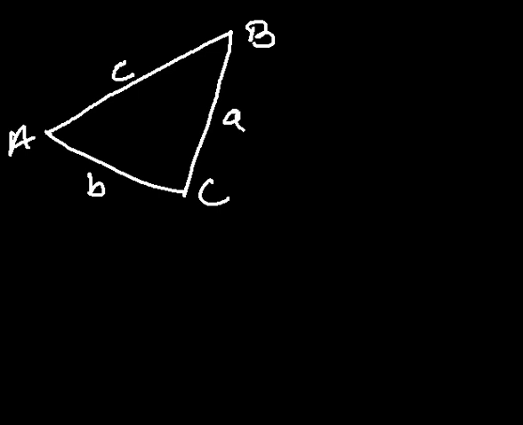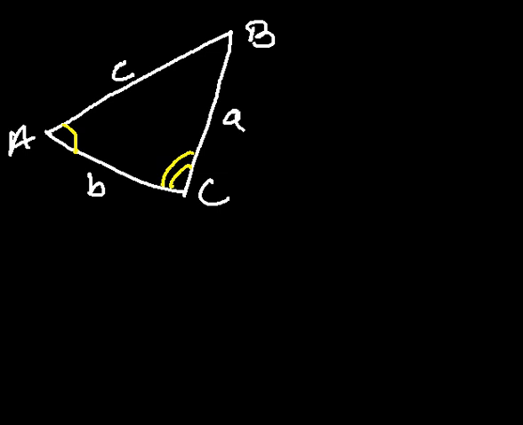And this is angle A, and this is angle C, and this is the angle B, of which angle C is opposite to side C. And also in the same case, the angle A is opposite to side A. And also angle B is opposite to side B in that way.